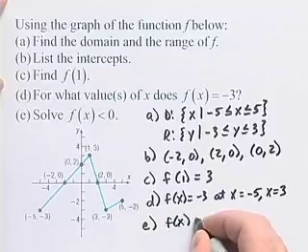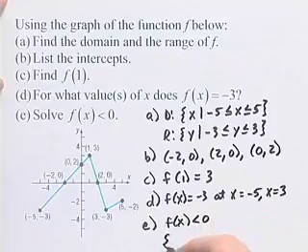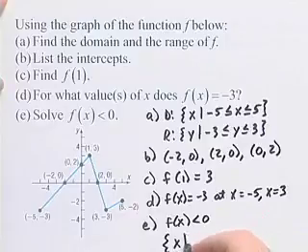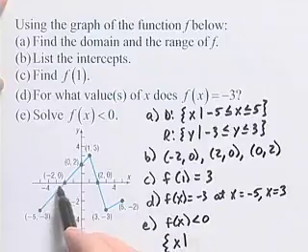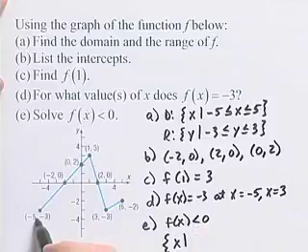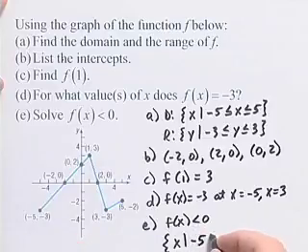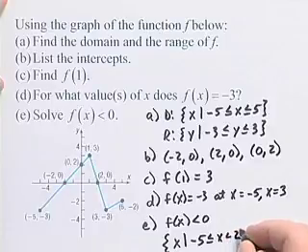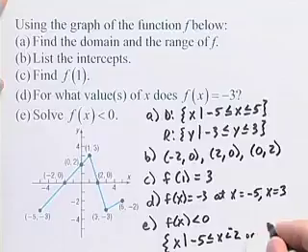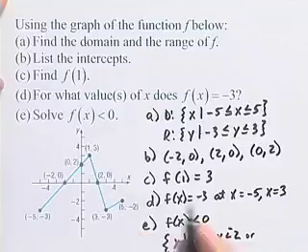So f of x will be less than 0 for values of x that are less than -2, greater than or equal to -5. So we'll write -5 less than or equal to x, less than -2, or we want x to be greater than 2, but less than or equal to 5.